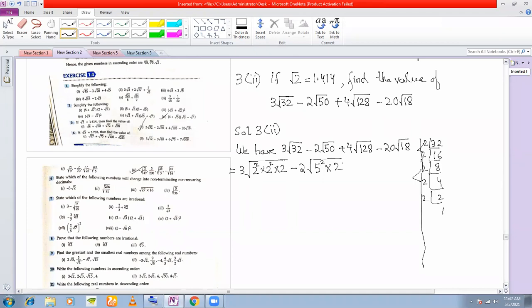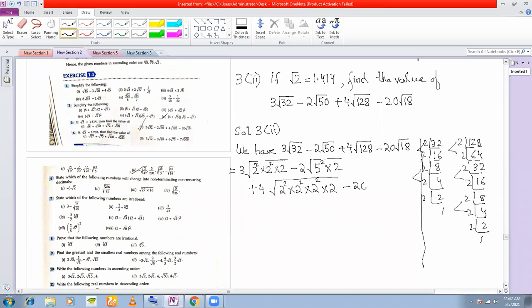Next, 4 root 128. 128, I think, is the 7th power of 2. So let's see, 64, 32. Okay, so how many pairs have we got? This pair, this, 3 pairs we are getting. Yes, it is the 7th power of 2. So this is plus 4, and you write this as square root of 2 square into 2 square into 2 square into 2.